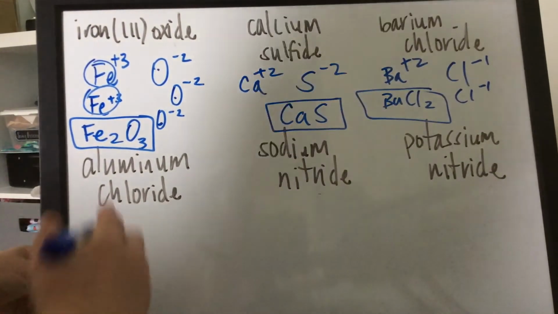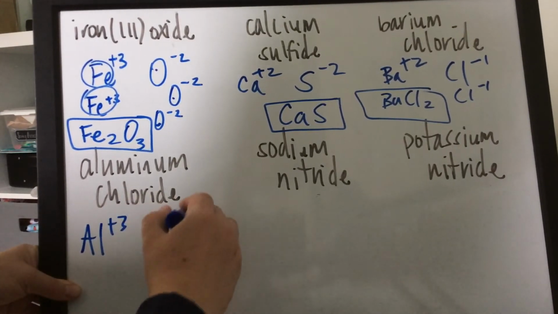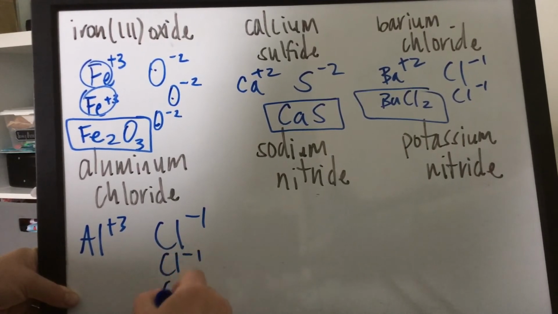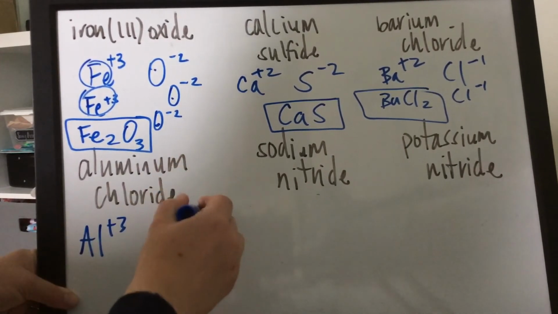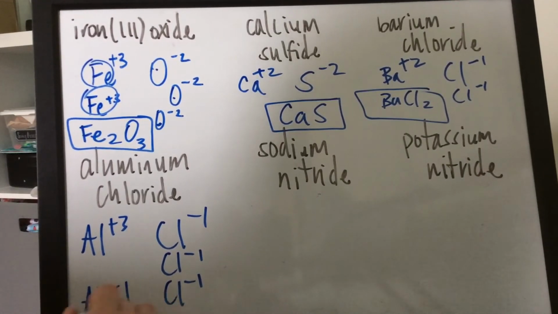Aluminum chloride, aluminum's charge is +3. Chlorine, of course, is -1. +3 and -1, I need 2 more chlorines. Now I have +3 and -1, 2, 3. So AlCl3.